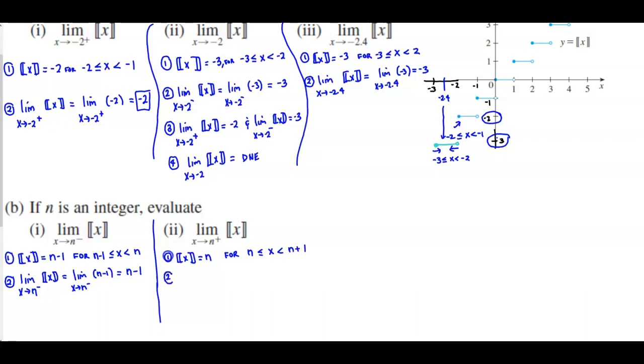So therefore, if we take the limit as x is approaching n from the right of the greatest integer function, then that would equal the limit as x is approaching n from the right of n, which is equal to n.